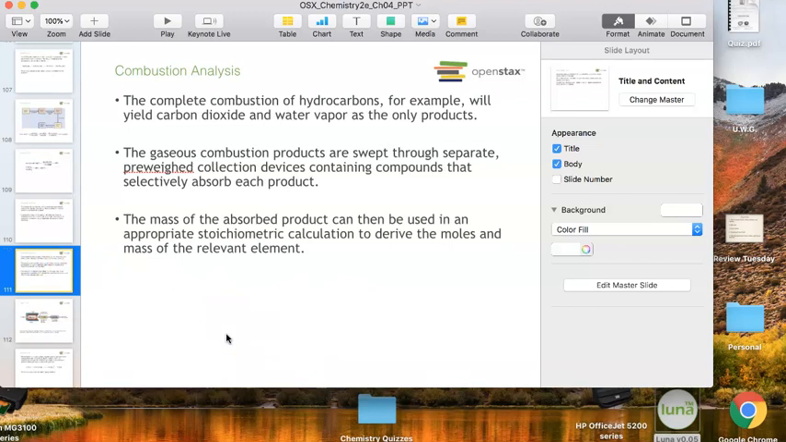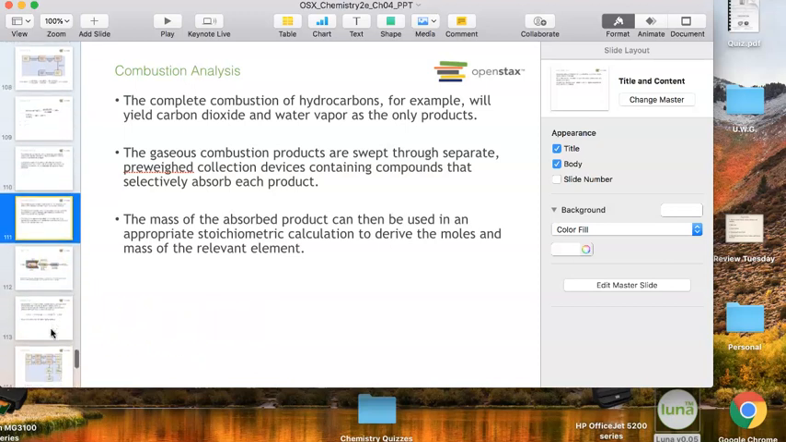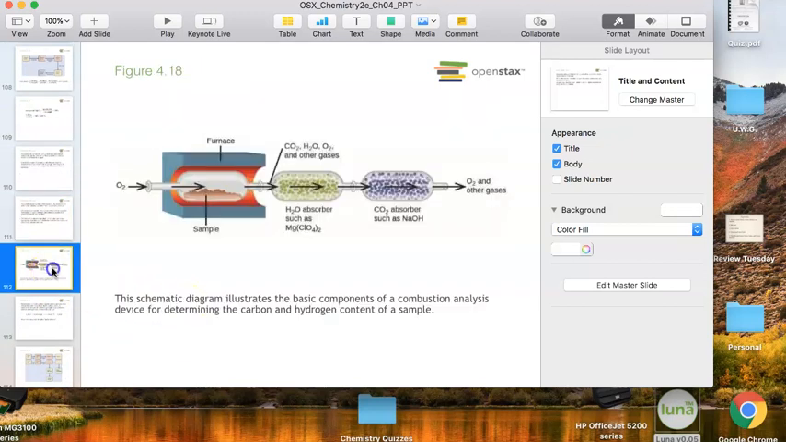So, combustion analysis, the complete combustion of hydrocarbons, for example, will yield carbon dioxide and water vapor as the only products. Gaseous combustion products are swept through separate, pre-weighed collection devices containing compounds that selectively absorb each product. The mass of the absorbed products can then be used in an appropriate stoichiometric calculation to derive the moles and mass of the relevant element.